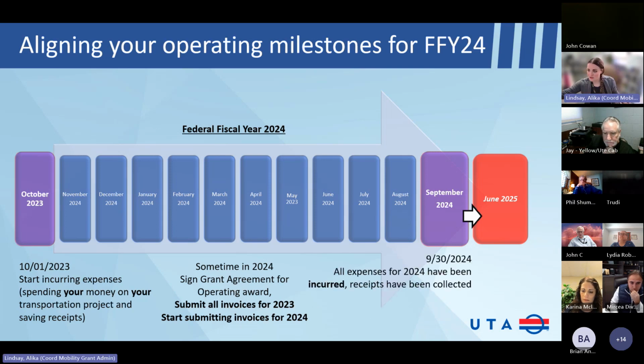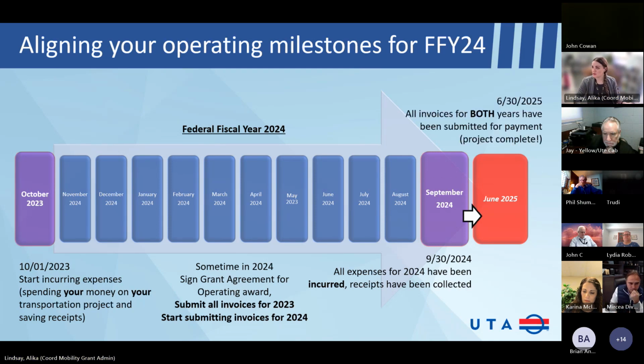And then by September 30th, 2024, all of those expenses have been incurred. Your receipts have been collected. And then you have, and I'll show another visual for this, you have until June 2025 to finish submitting all the invoices for both years and completing your project.